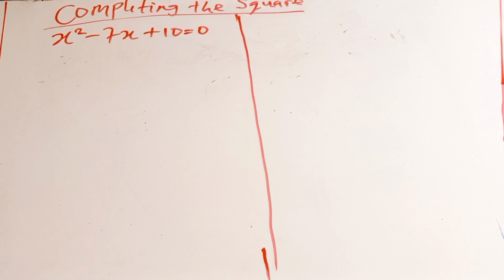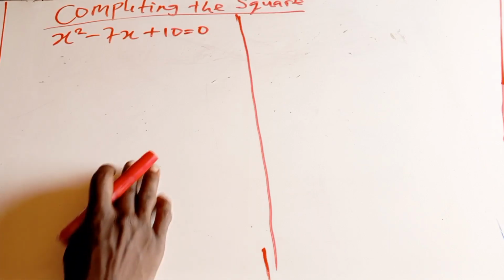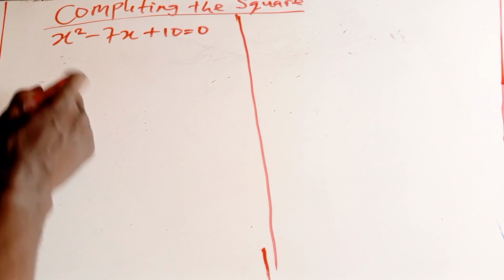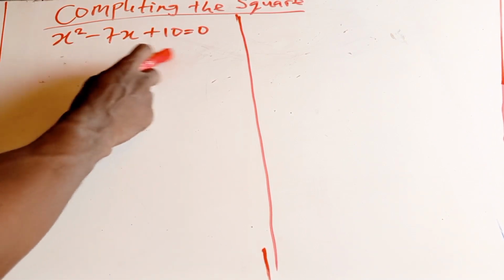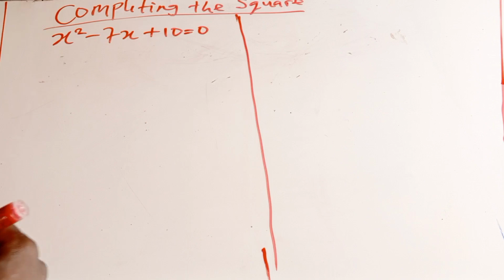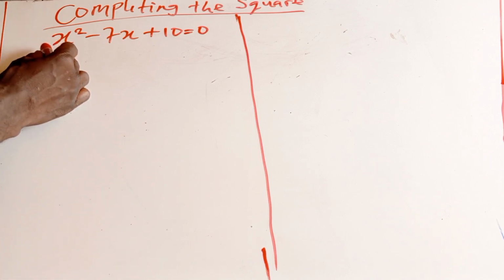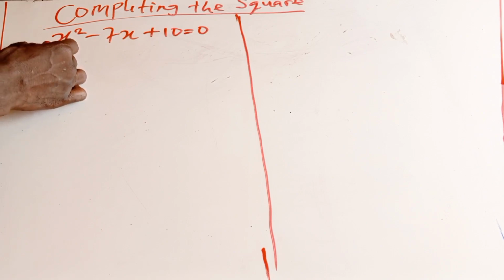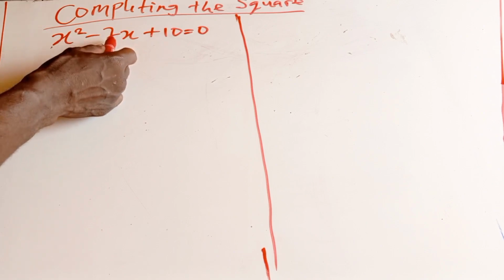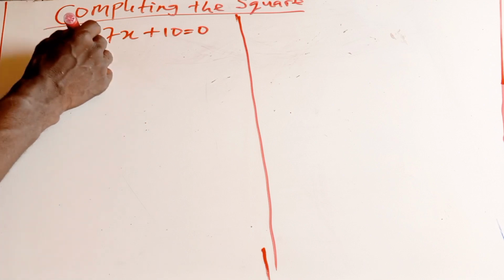In this video we are going to learn solving quadratic equations using completing the square. We're going to solve a quadratic equation using completing the square. There is a rule that says try to make the coefficient of a equal to 1. Since now the coefficient of a is equal to 1, then we can say solution.